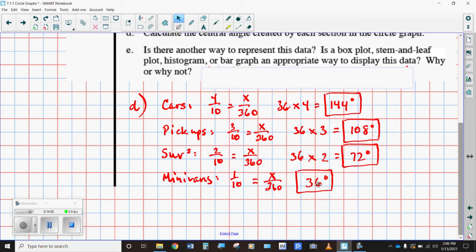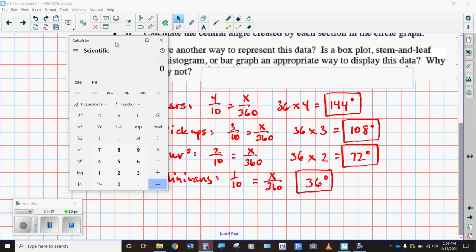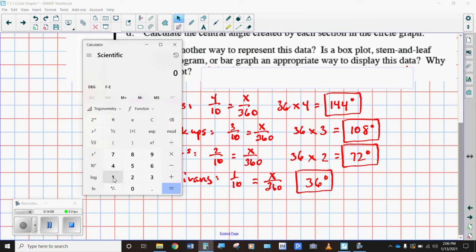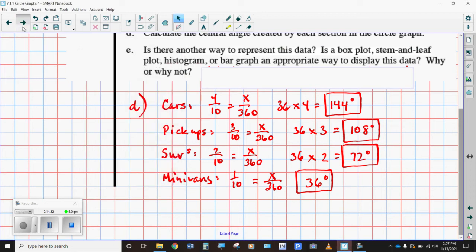So when you add up all of these degrees, they should add up to 360 degrees. So I'm going to test that right now. 144 degrees for the car wedge, plus 108 degrees for the pickup wedge, plus 72 degrees for the SUV wedge, and then we're going to finish it off with the minivans, which was 36 degrees, and sure enough, all four of them added together complete the whole circle, 360 degrees.